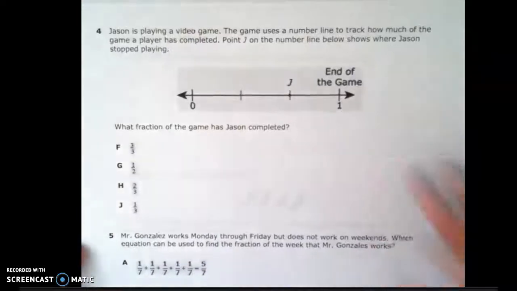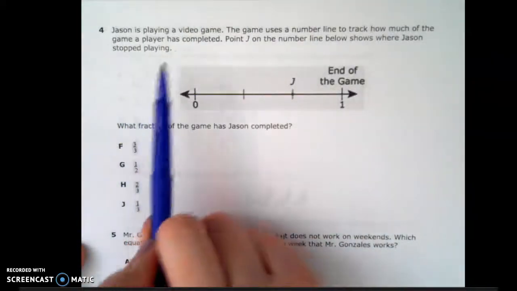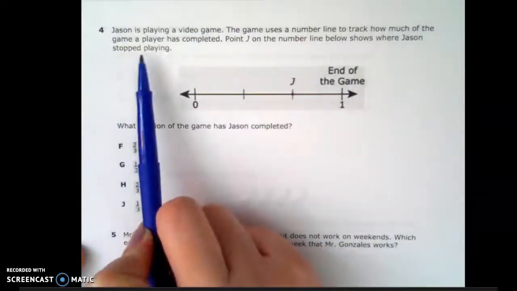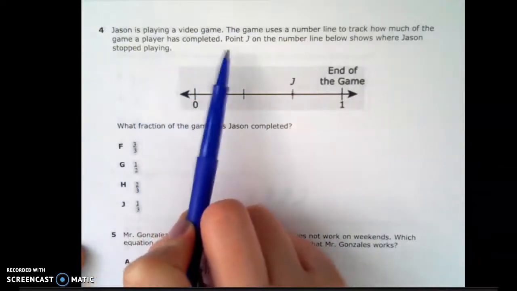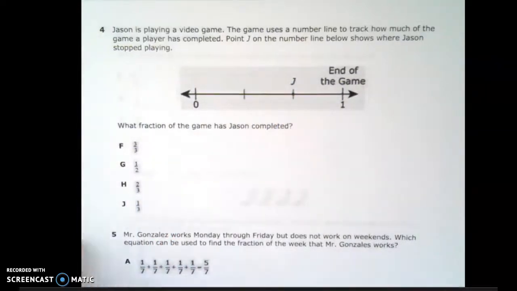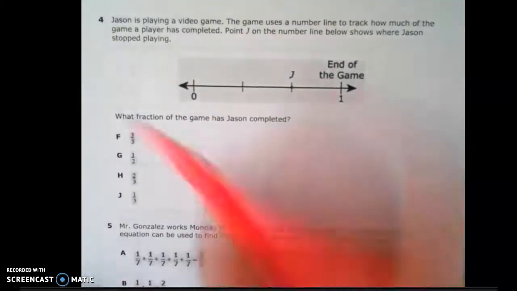Okay, number 4. Jason is playing a video game. The game uses a number line to track how much of the game a player has completed. Point J on the number line below shows where Jason stopped playing. So the first step of this question is figuring out where this fraction is and figuring out the denominator of this number line, okay?